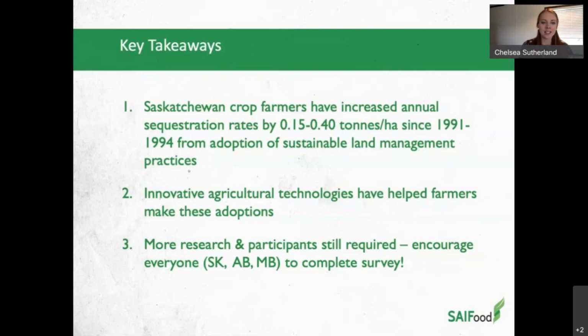And just as a note on that, for any Saskatchewan farmers who still want to complete the survey, it will be open all summer, so you can register and complete the survey whenever works best for you. And for farmers from Alberta and Manitoba, the registration link is open. You can register indicating that you would like to complete the survey, and you'll be contacted later this year letting you know when you can complete it.